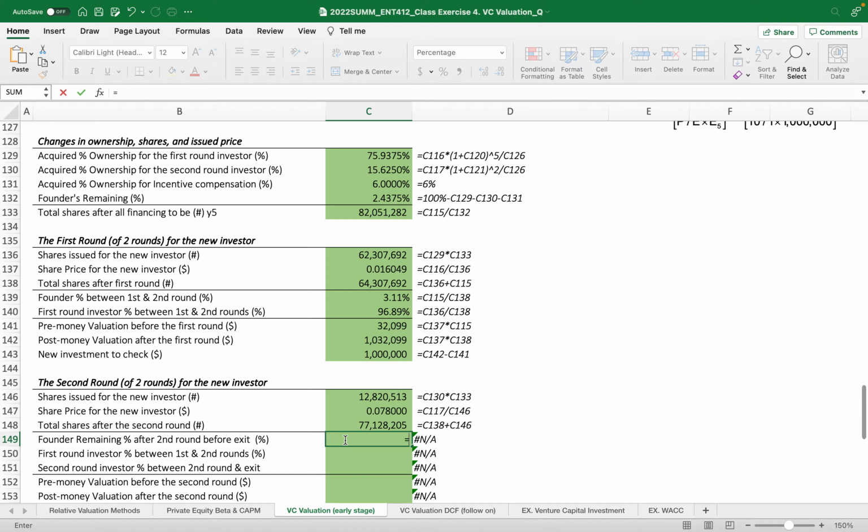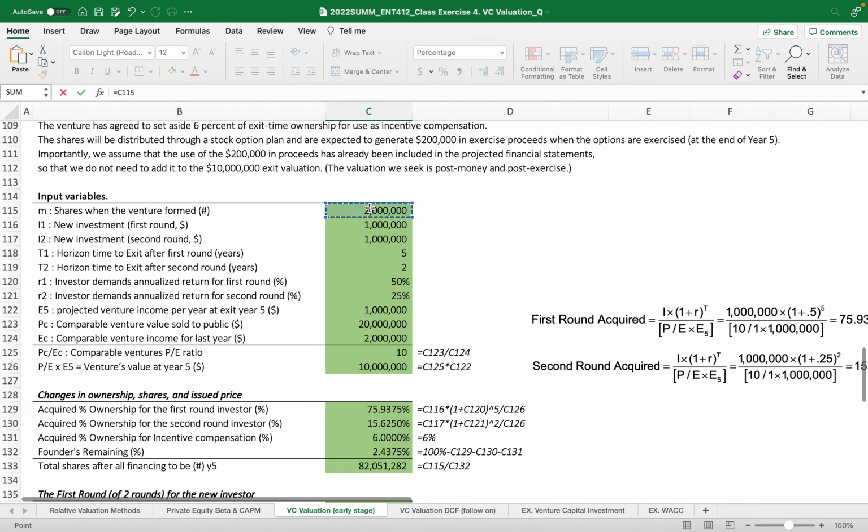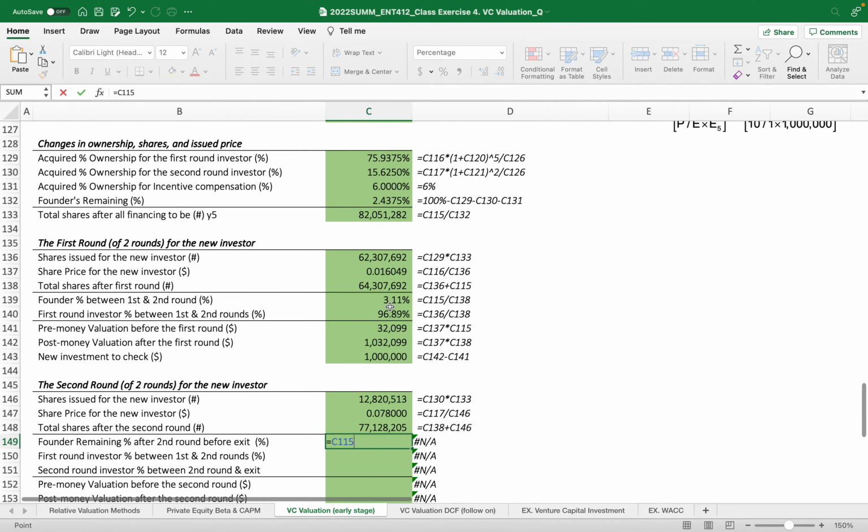Founders remaining, how to calculate the founders remaining, right? 2 million shares was the existing number of shares, divided by what is now the total number of shares after the second round, right? So 2.5. Now the founders remaining has gone from 3% to 2%, now diluted, because of the new number of shares issued, right?